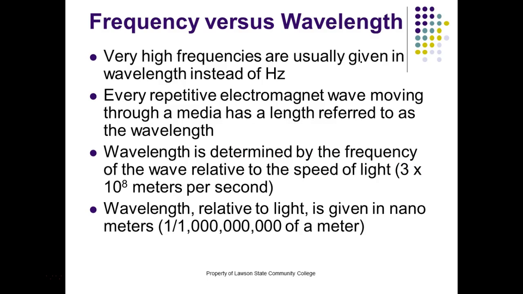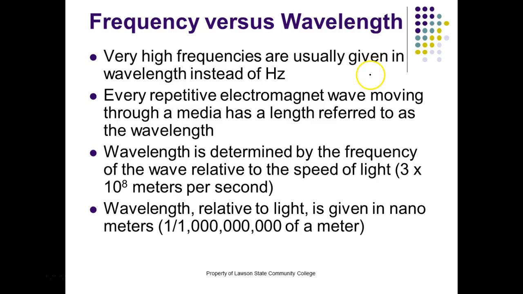Very high frequencies are usually given in wavelengths instead of hertz. Every repetitive electromagnetic wave moving through a media has a length referred to as a wavelength. Wavelength is determined by the frequency of the wave relative to the speed of light, which is 3 times 10 to the 8 meters per second. So this is why wavelength is not given in inches, it's given in nanometers, right? You understand that? Relative to light, so that would be the speed of light.